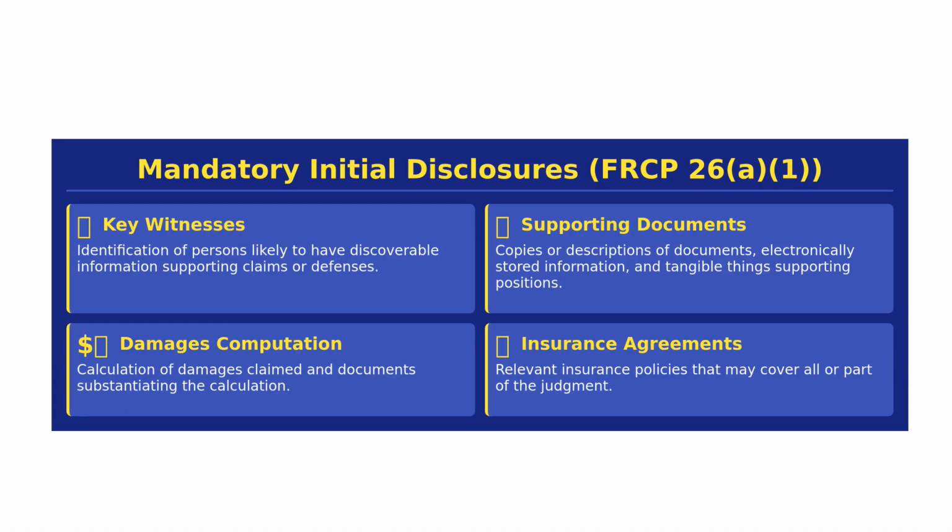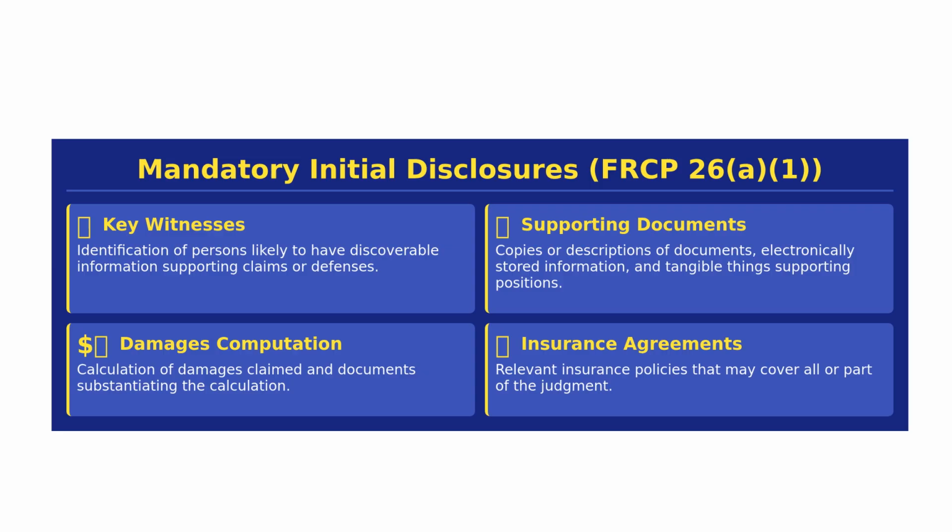While scope defines what information can potentially be sought, the rules also impose duties to exchange certain foundational facts automatically, without waiting for any formal request. This is governed by Federal Rule of Civil Procedure 26(a)(1), detailing initial disclosures. These disclosures are mandatory and must occur early in the litigation timeline. There are 4 core categories required.